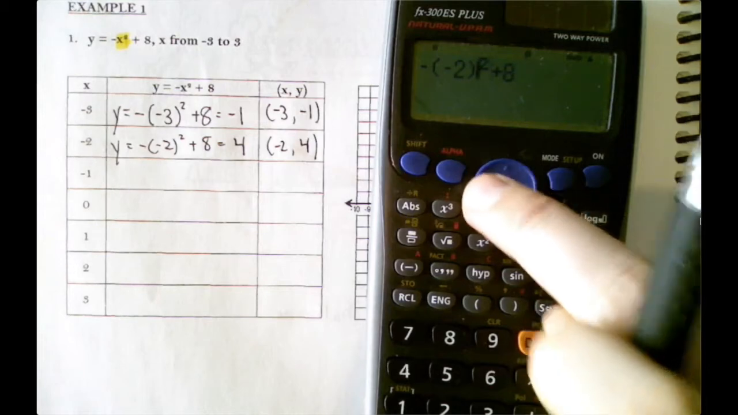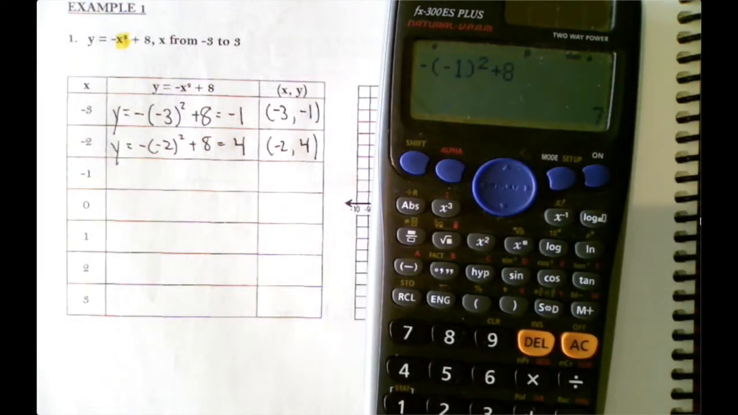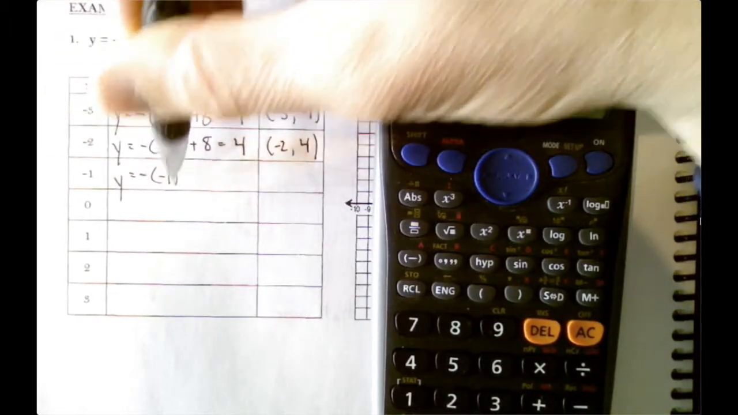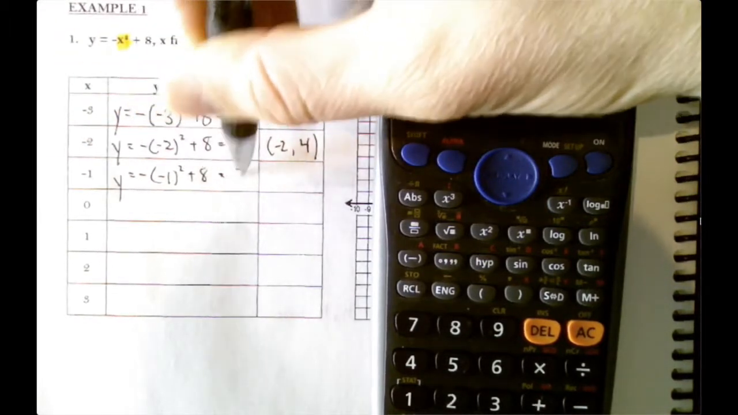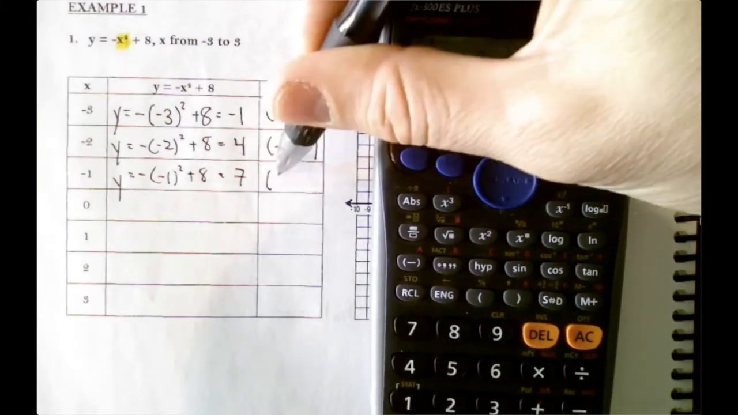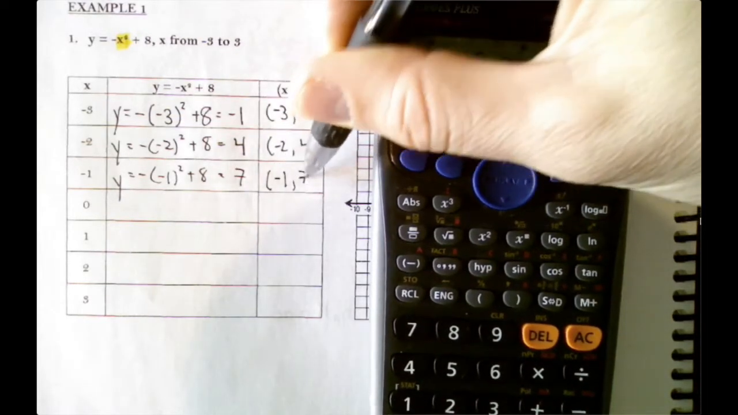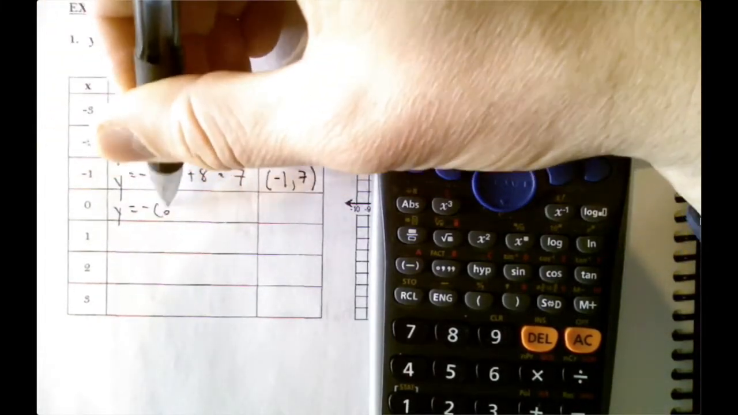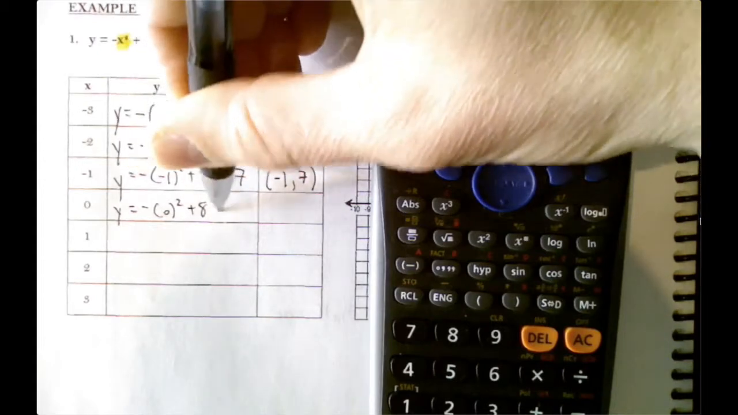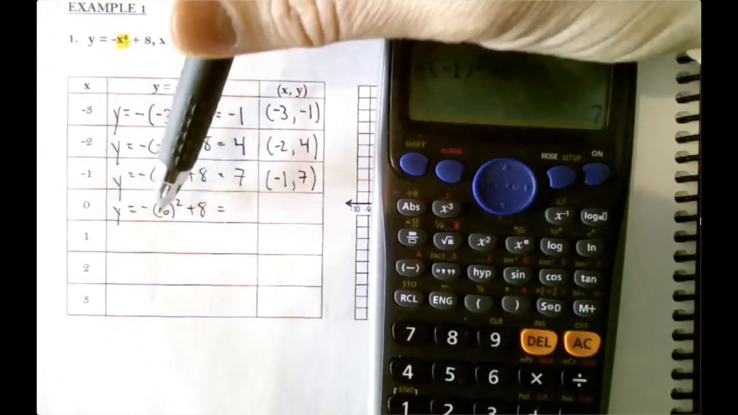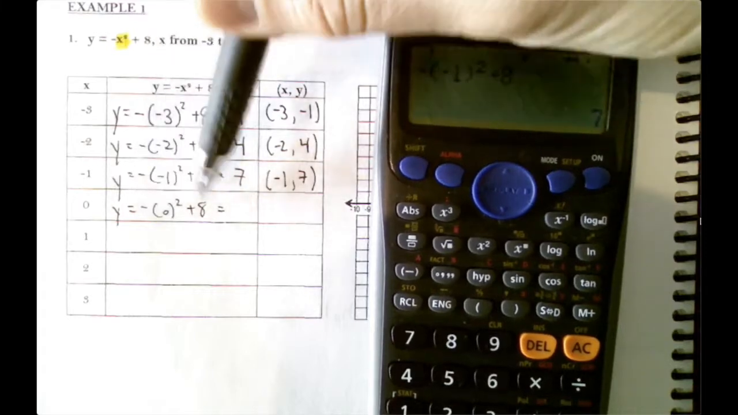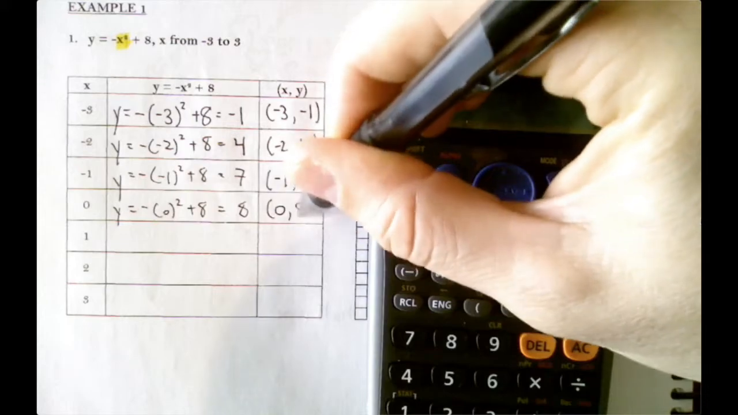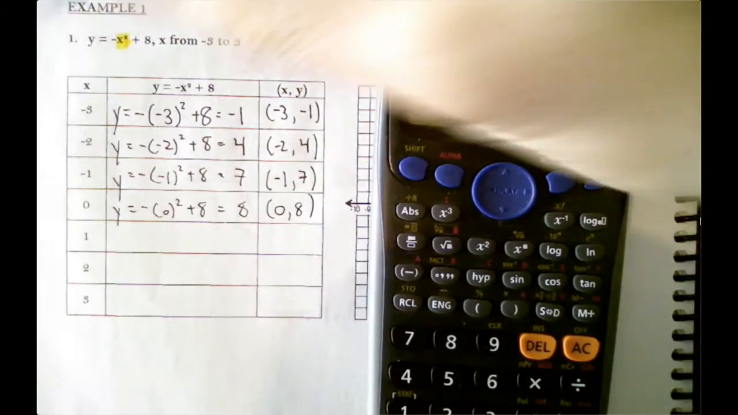Let's try negative 1. We get 7. So if I plug in negative 1, I get 7. And if I put in 0, might be able to do this one in our head. 0 squared is 0 times negative 1 is 0, so we're just left with this 8. Let's try 1.